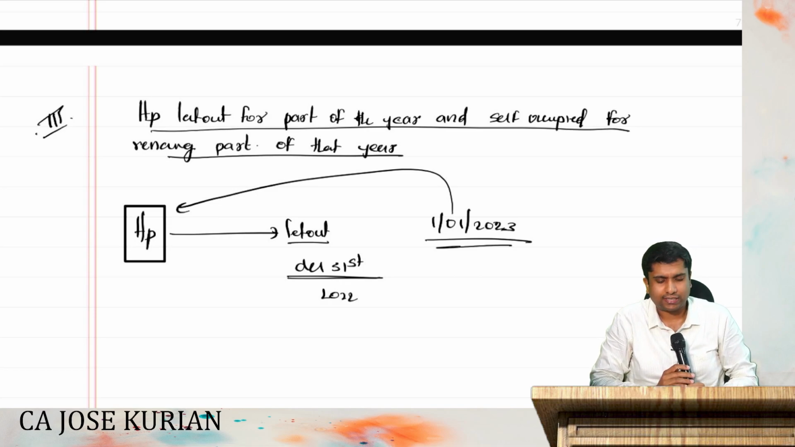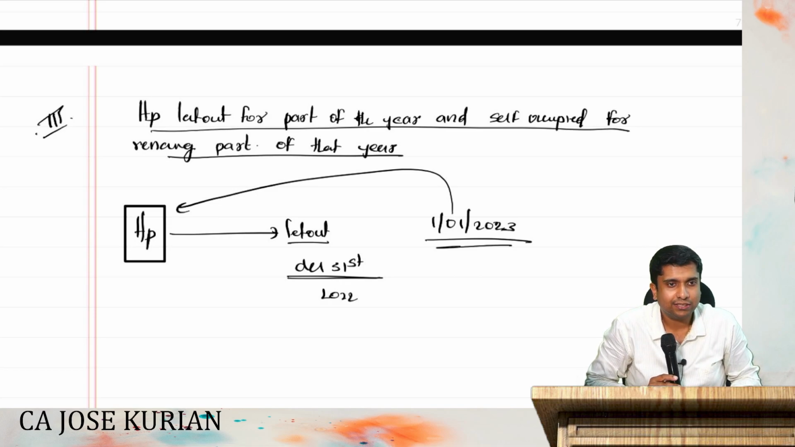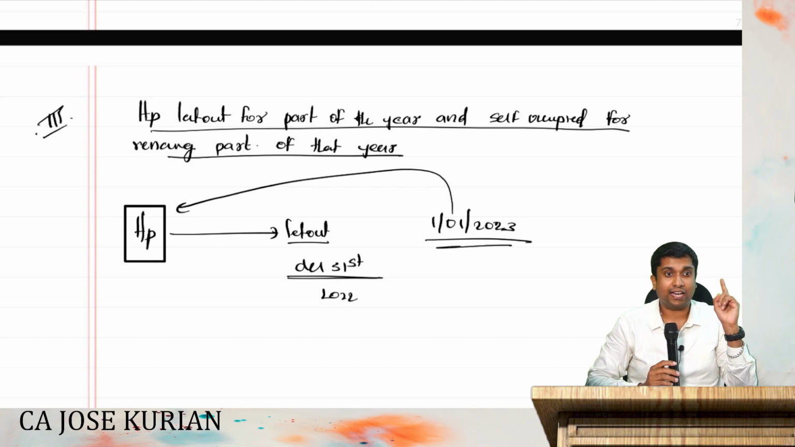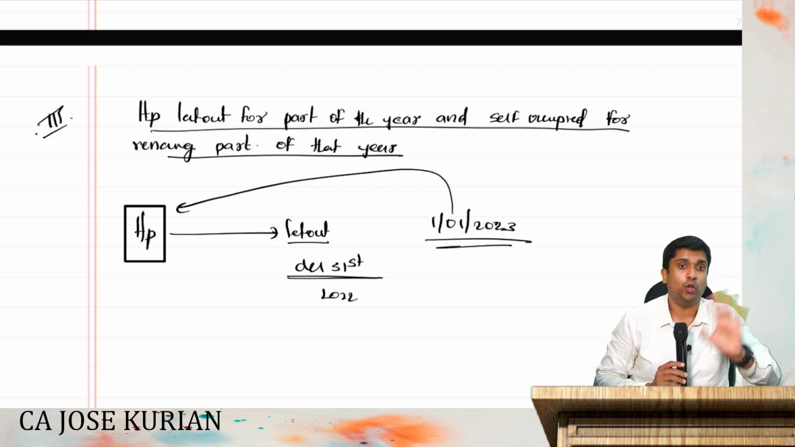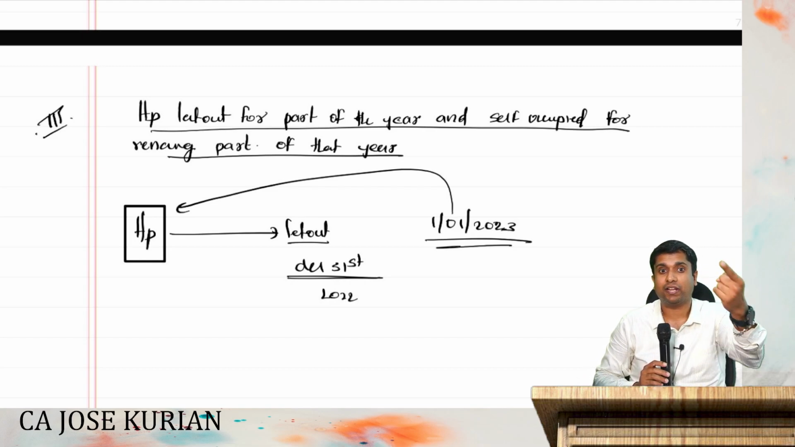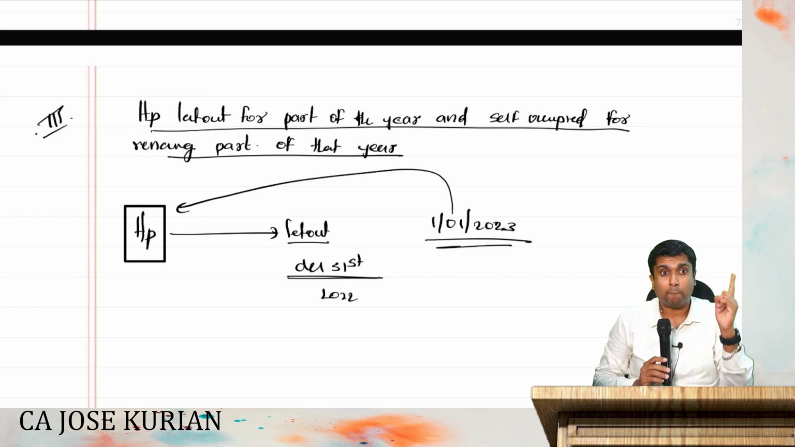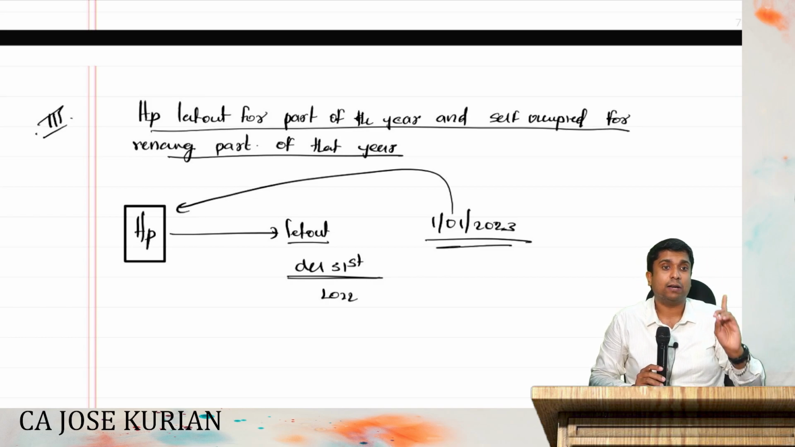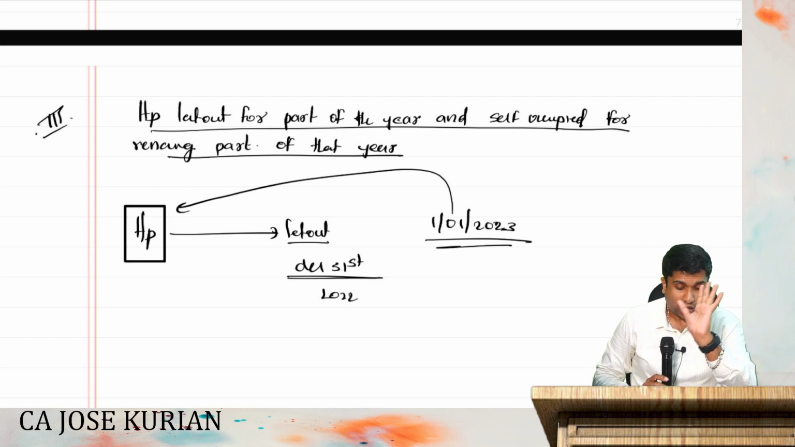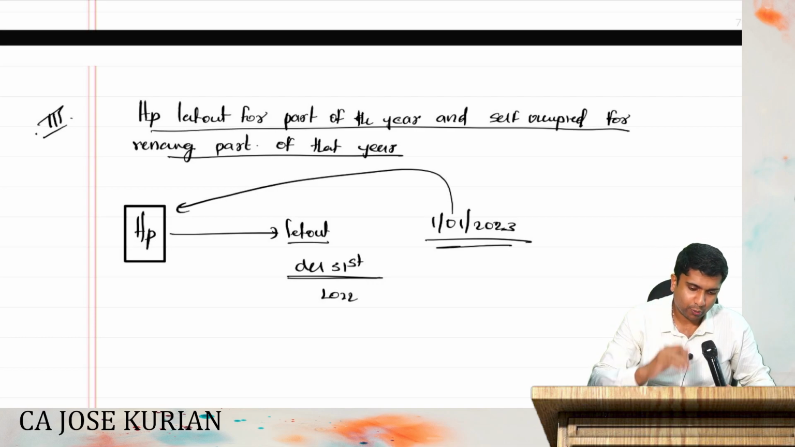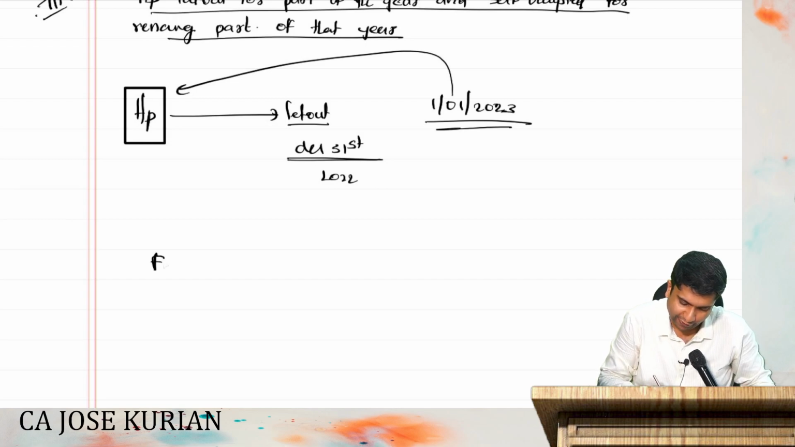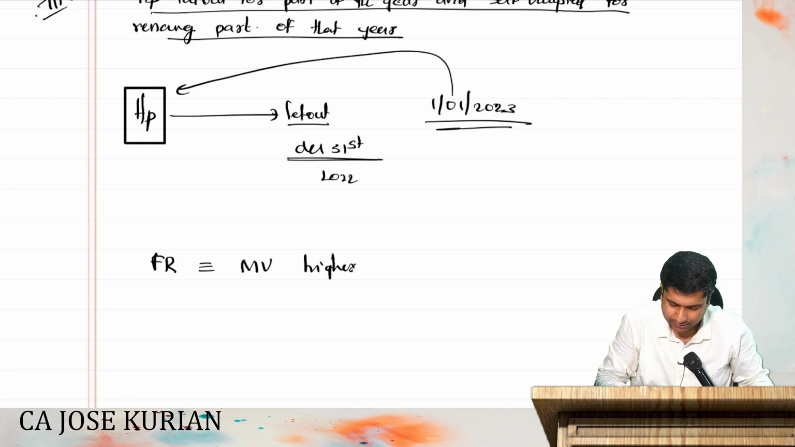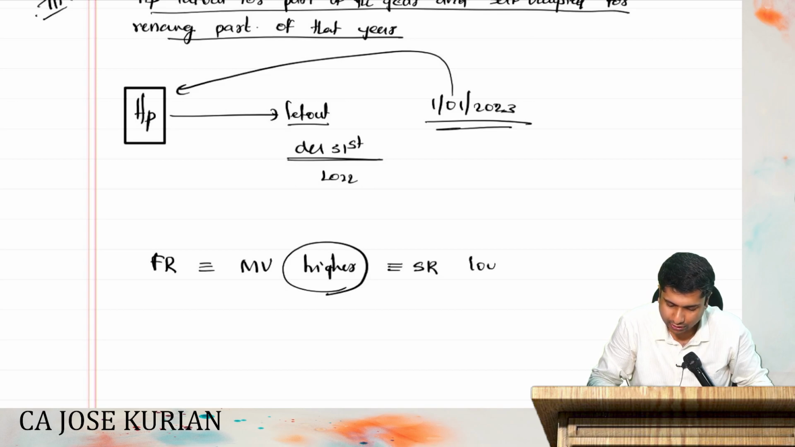Now, can you call it as self-occupied property with a vacancy? Can you call this property as a let out property with vacancy? No, you cannot call it as a let out property with vacancy. It is a property where part of the year you have self-occupied and remaining part of the year let out. So, how to compute GAV in such cases? What you need to do is, you need to take fair rent, compare it with municipal value and pick the higher figure. And compare that higher with standard rent and pick the lower figure.